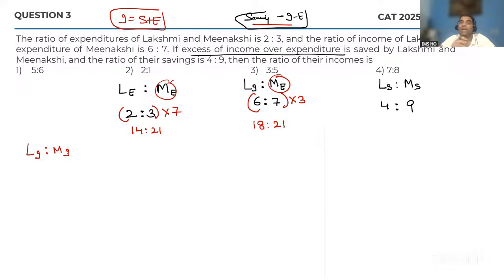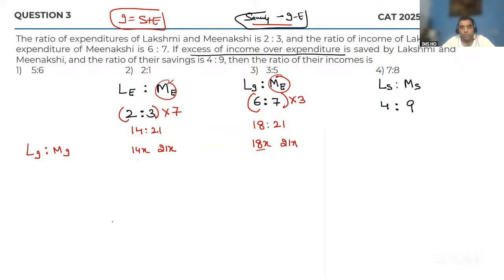And the moment I'm able to make it same, just observe it very carefully. I will say that if this is 14x, this will be 21x. And similarly, if this is 18x, this will be 21x, because I know both 21 are same. Can I say it means Lakshmi's expenditure is 14x, Meenakshi's expenditure is 21x, Lakshmi's income is 18x, while Meenakshi's expenditure is 21x?